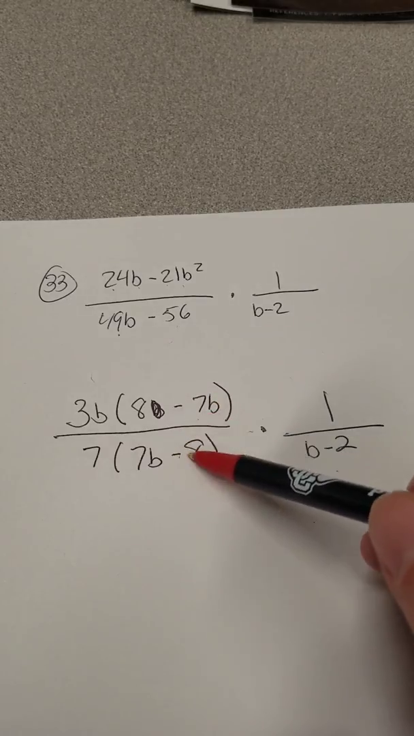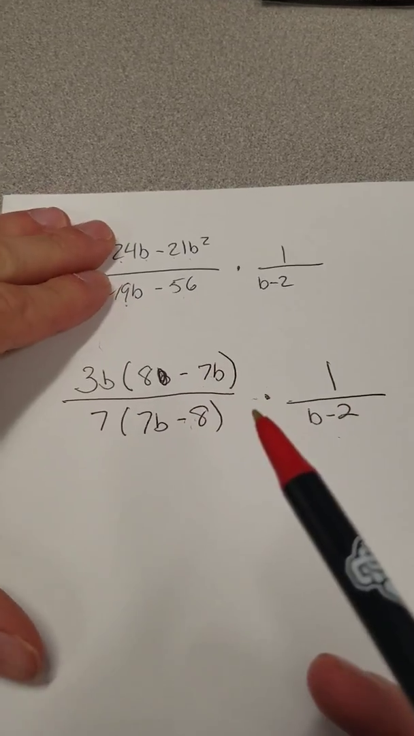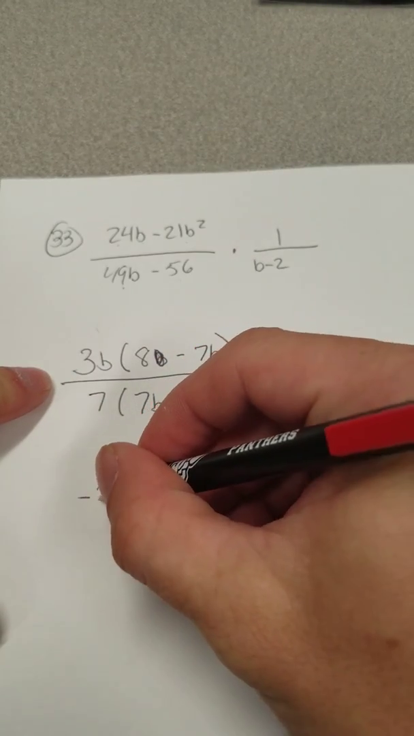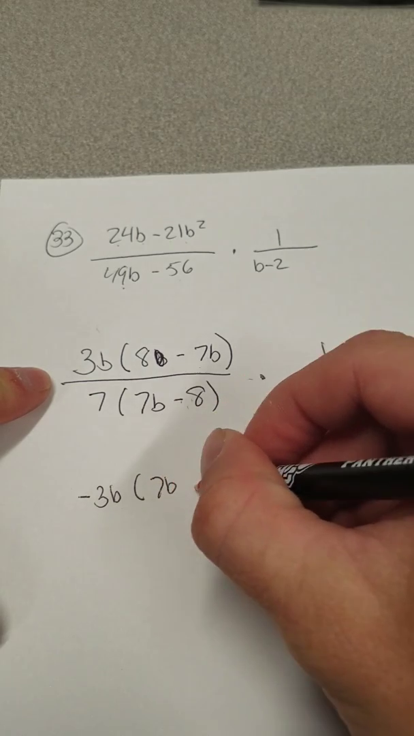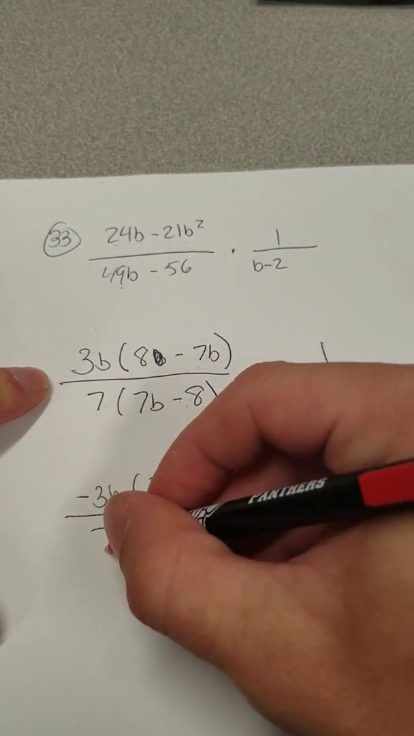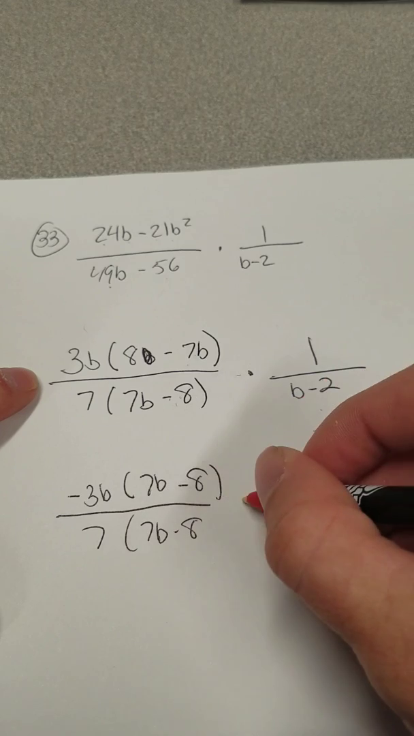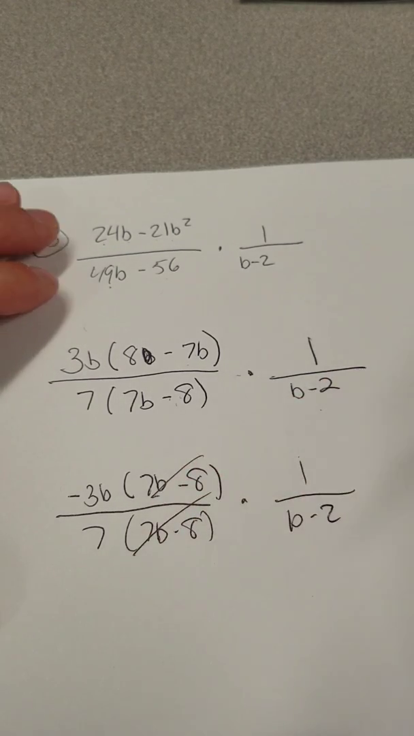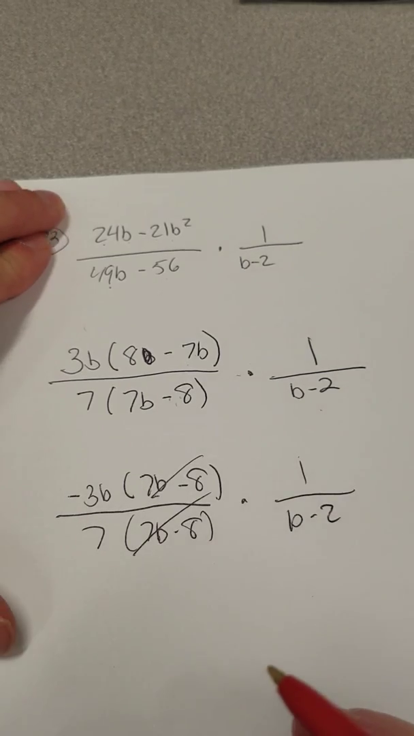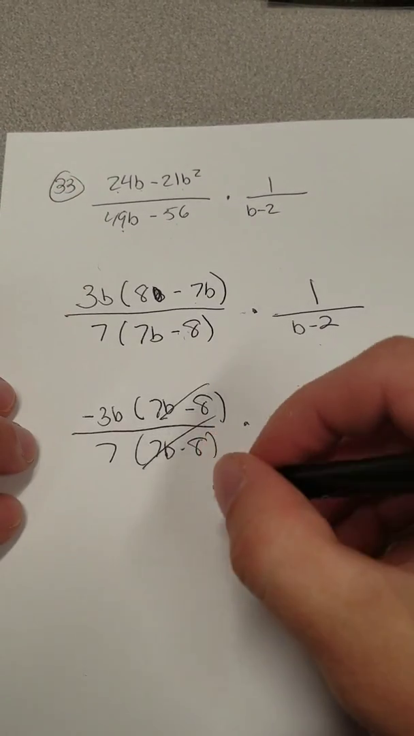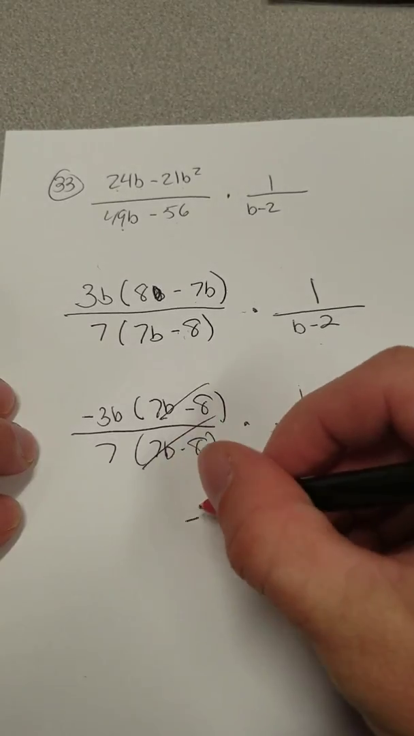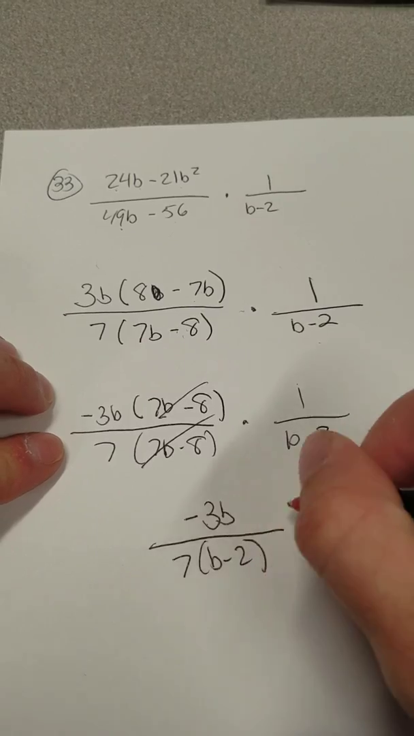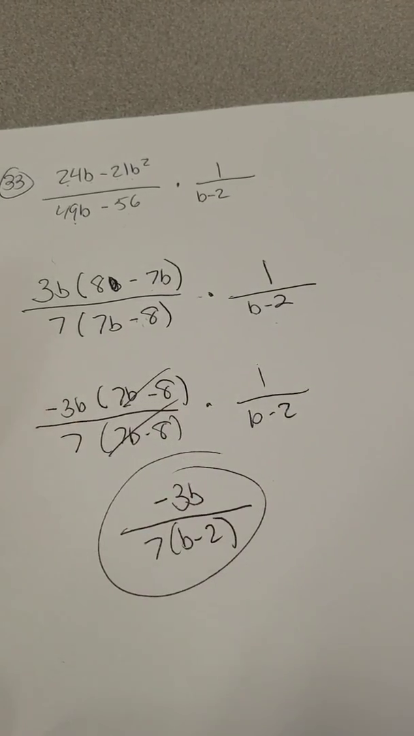So right here, you see that these two are opposites. So the way that we can fix that is by factoring out a negative 1 on top. So we're going to make this negative 3b, and that makes that 7b minus 8. 7 times 7b minus 8. 1 over b minus 2. Now we cancel out what they have in common. Those cancel. That's actually the only thing that we have in common on this problem. So negative 3b times 1 is just negative 3b. On bottom we have 7 times b minus 2. And that would be your solution.